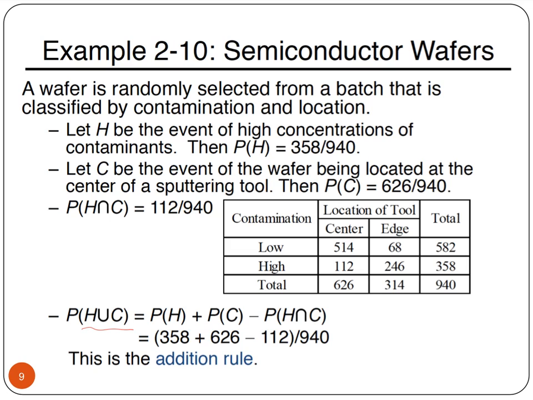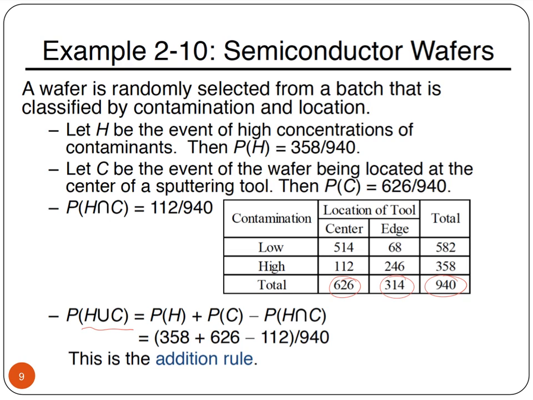In this example, we are looking at wafers, an alloy of silicon which is used to manufacture electronic chips, the electronic ICs, right? And those wafers are typically pure, but they might be contaminated. And there is a tool that can be used to test the wafers to figure out whether they are contaminated or not. And this tool sometimes tests in the middle, sometimes tests at the edge, right? So now we are looking at a set of 940 wafers which are being tested for contamination using the tool. 626 of these were tested at the center, while 314 were tested at the edge, right?